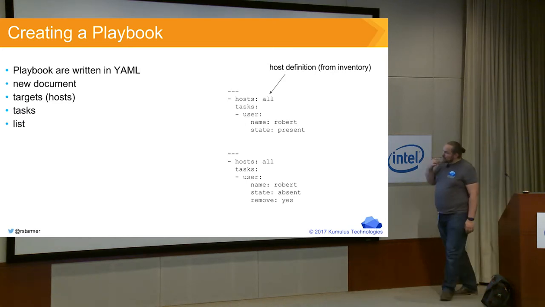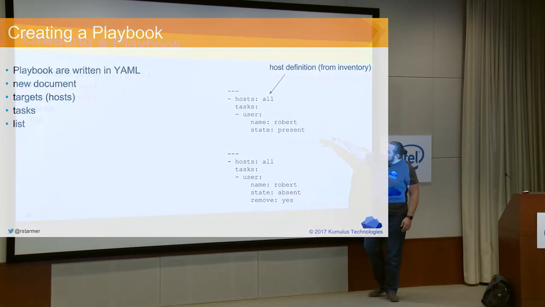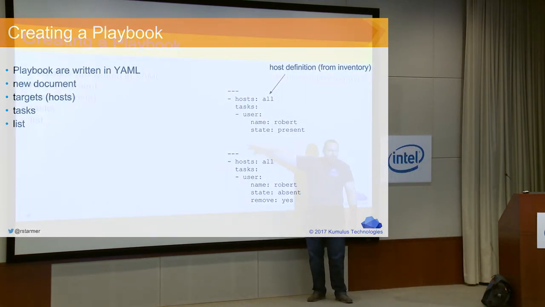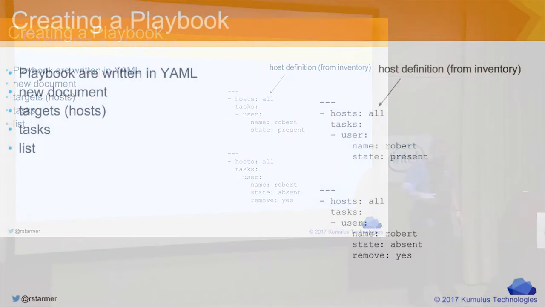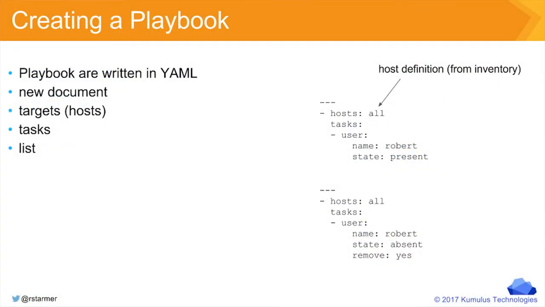I can do this, and this is kind of a funny one: in YAML, three dashes is a file separator. So this is effectively two playbooks, and I could put this in one file. If I run this, Ansible will log into all hosts and create the user Robert, and then Ansible will continue and run this task again, and it will make sure that Robert doesn't exist. So if I run this playbook, I create and delete Robert, and I leave the system in the same state as when I started, unless Robert existed before I started.